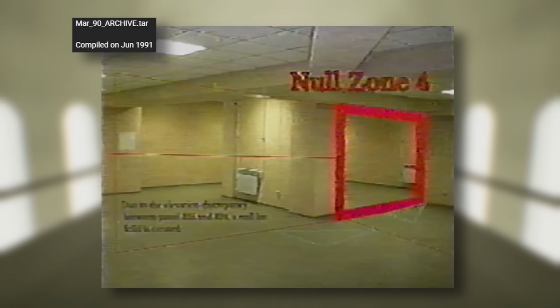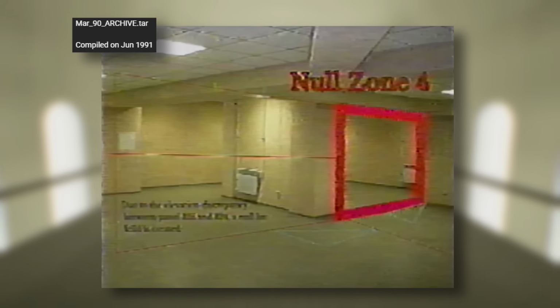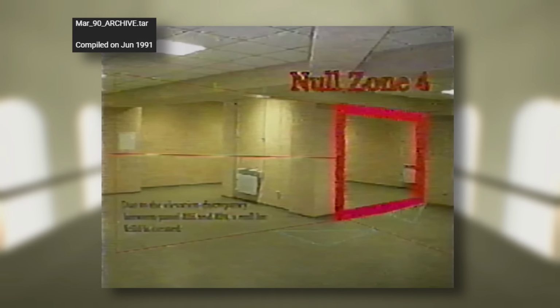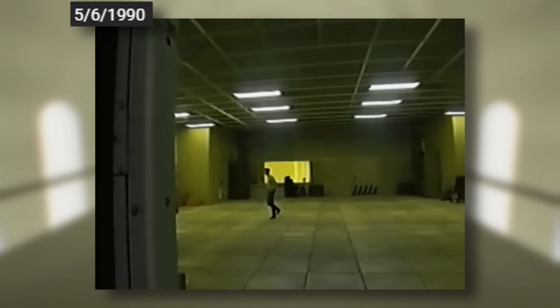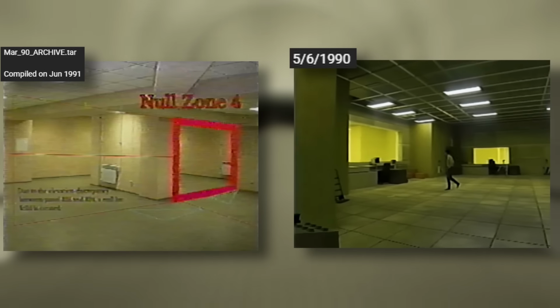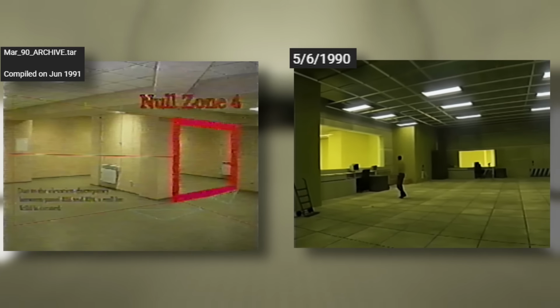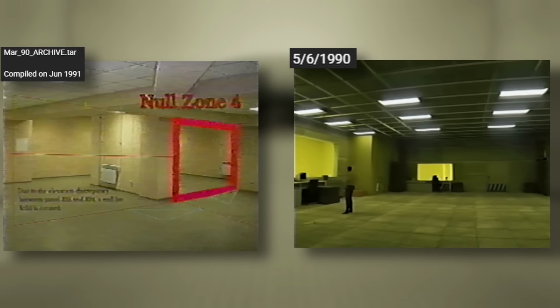I don't think the diagram was created around the same time, because the video itself mentions that the archive was compiled in June of 1991. Pitfalls took place in May of 1990, so we have about 13 months before the archive was compiled, which is plenty of time for Async to find out and describe what exactly the null zones are.